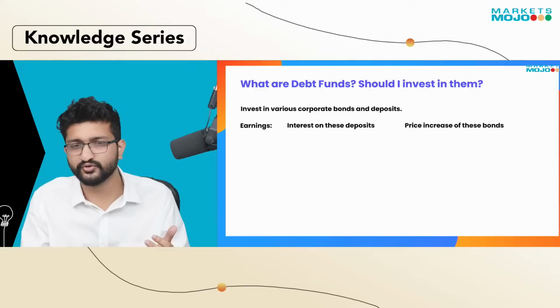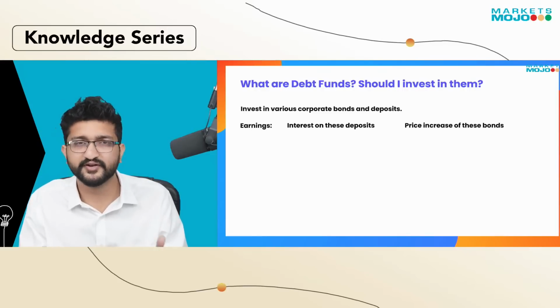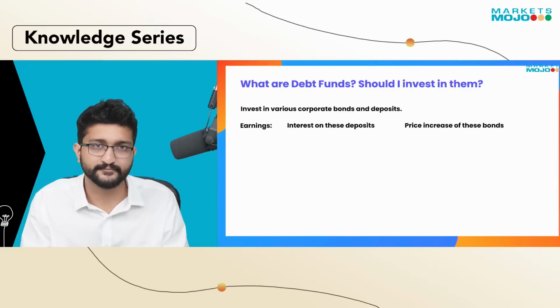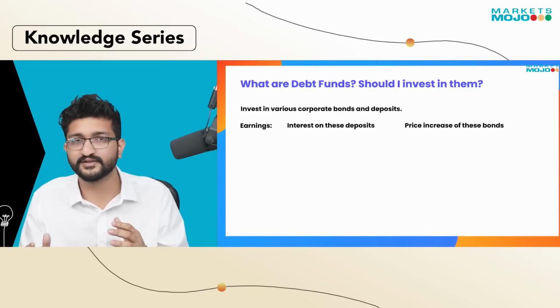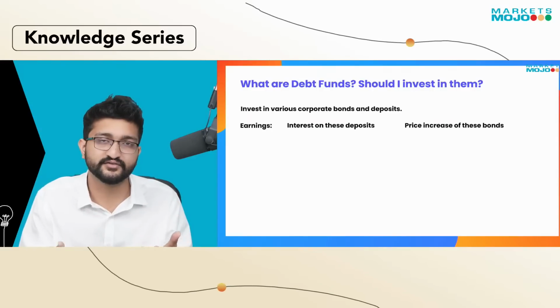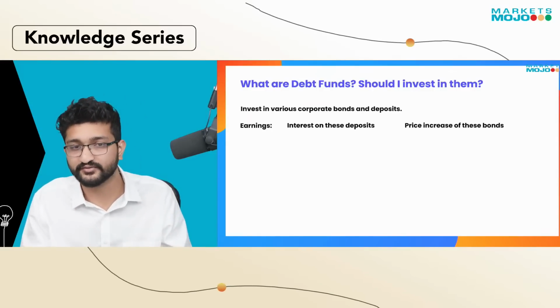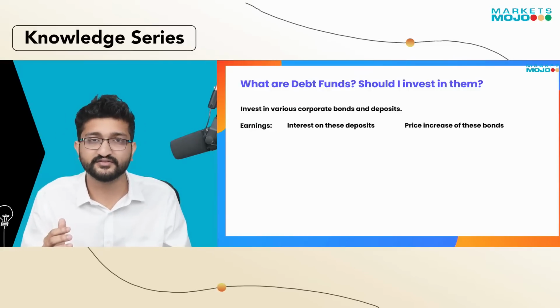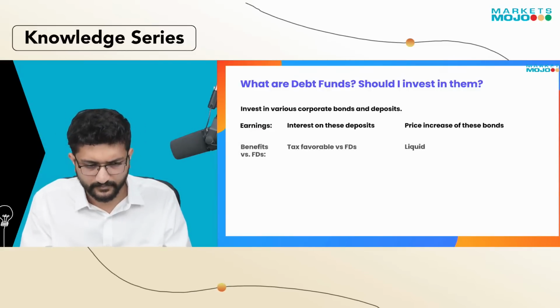Breaking down some factors for you, it earns interest on deposits. And even if the price of that bond increases, that's when the debt mutual fund actually benefits. Okay, before I go on whether you should invest in them, let's break down what exactly debt funds are, and how they earn. When it comes to earning, it earns interest on different deposits and if the price of that particular bond increases.